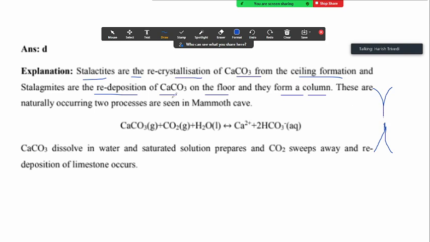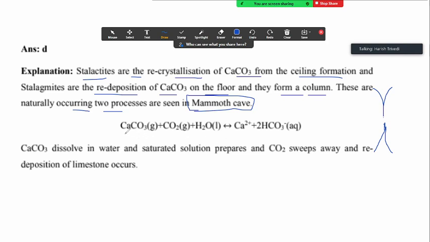These are two naturally occurring processes seen in Mammoth Cave. In India also, you can say like Borra Caves in the south. In Visakhapatnam you can find this type of structure.